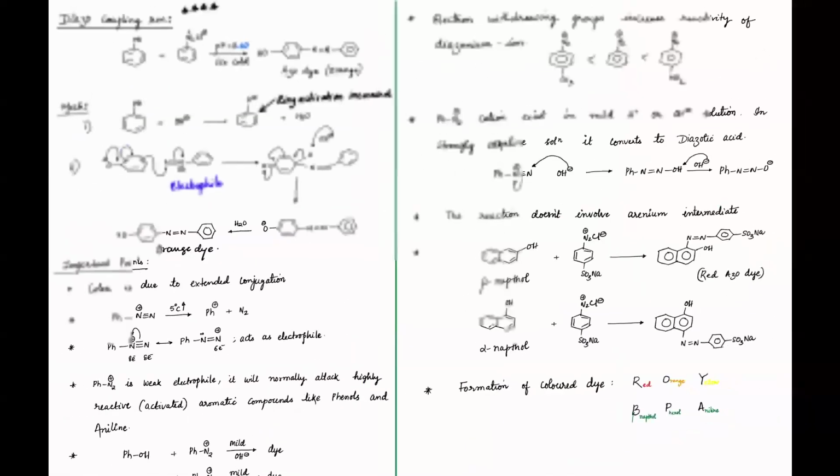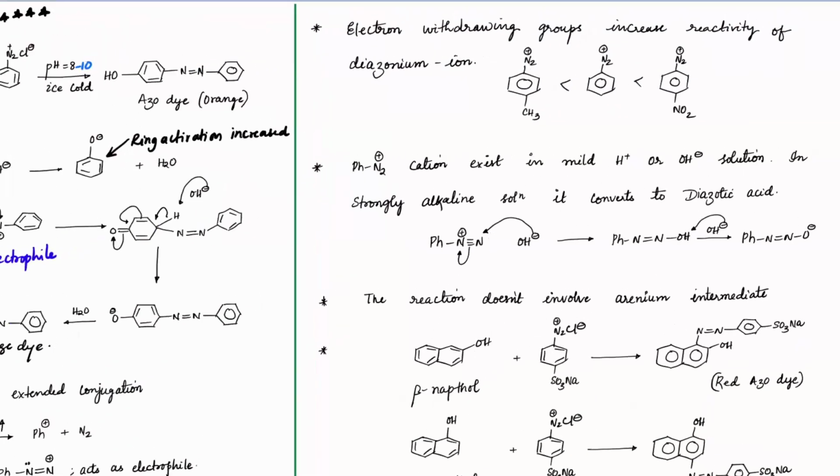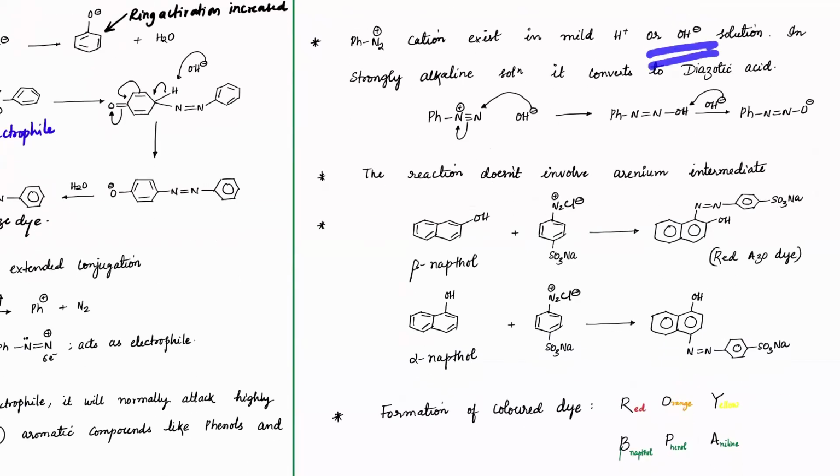So you can see this is the extra information: how do we increase the electrophilicity? More withdrawing groups, more electrophilicity. What if your pH value is greater than 11, 12, and so on? As the basic character increases on the diazonium salt, this OH minus will attack, the pi bond will shift, and this is the product you will get. And this is like an acid form known as diazotic acid.